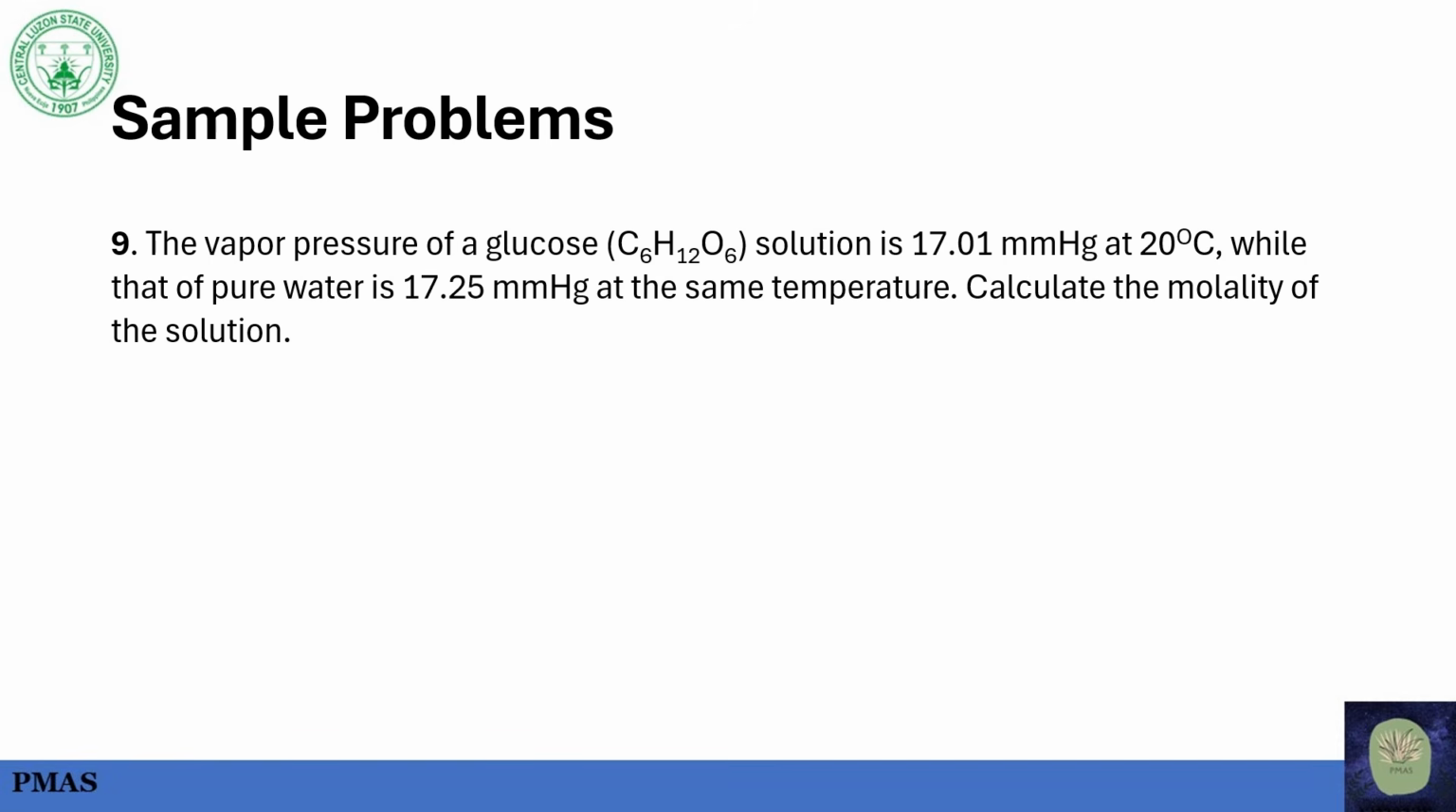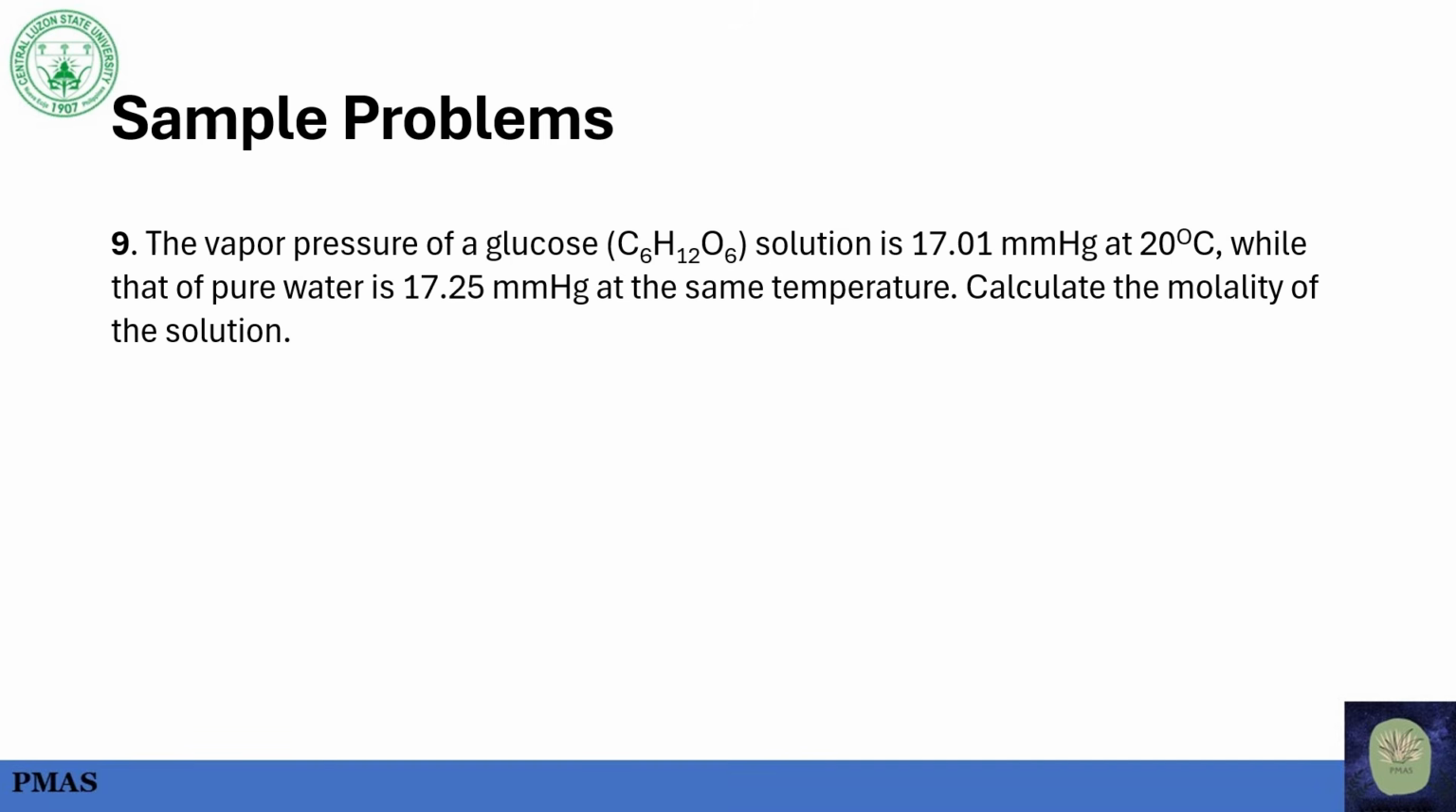Okay, now let's try to solve some problems. The vapor pressure of glucose solution is 17.01 millimeter mercury at 20 degrees Celsius, while that of pure water is 17.25 at the same temperature. Calculate the molality of the solution. As you can see, the solution has a lower vapor pressure compared to the pure solvent, which is water. So it is a case of vapor pressure lowering, right?